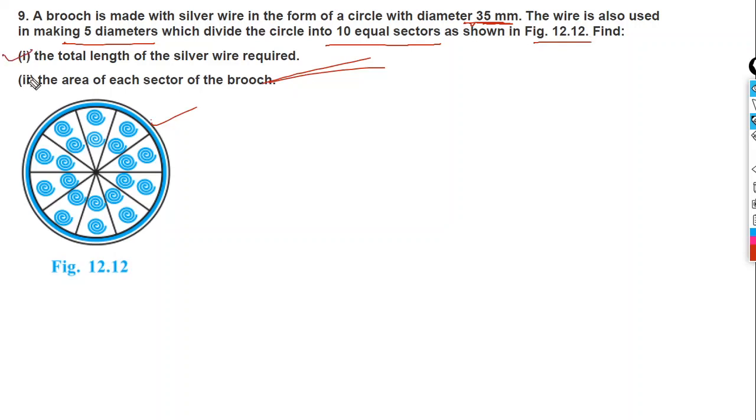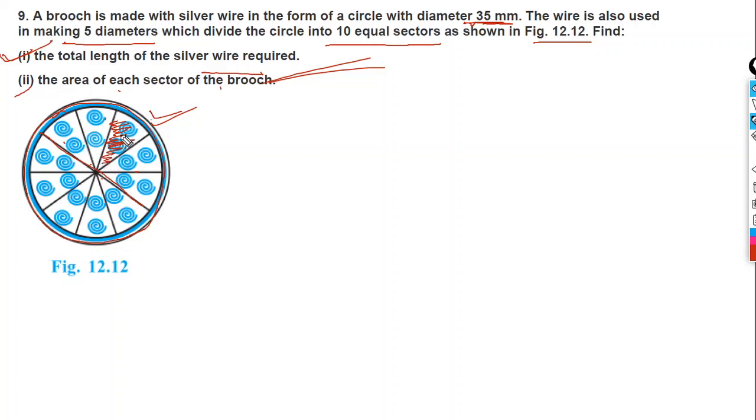Now find the first part, the total length of the silver wire required. That means how much silver wire has been used. Here you can see the silver wire is used in the circumference and also it is used in the diameters. So first we have to find the circumference and how many diameters, 1 2 3 4 5 diameters are there. So 5 diameters plus the length of the circumference in the first part we will find. And in the second part, the area of each sector of the brooch, we have to find.